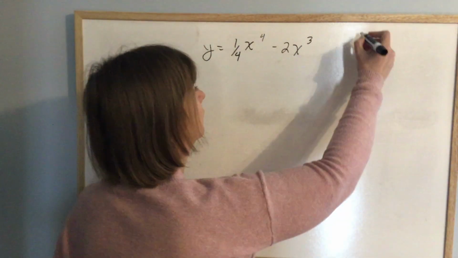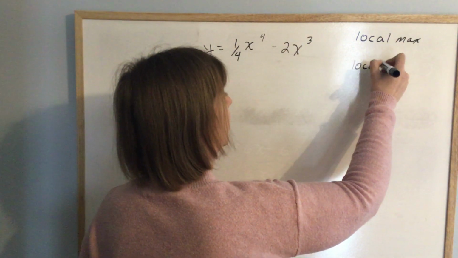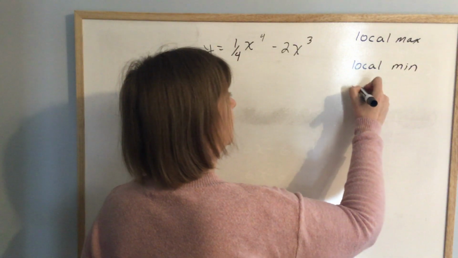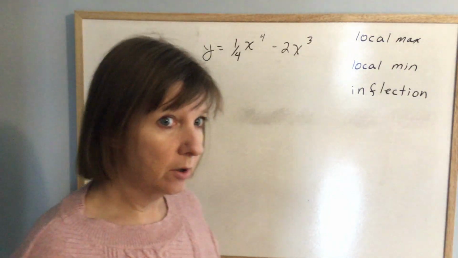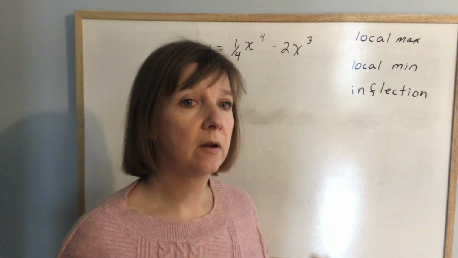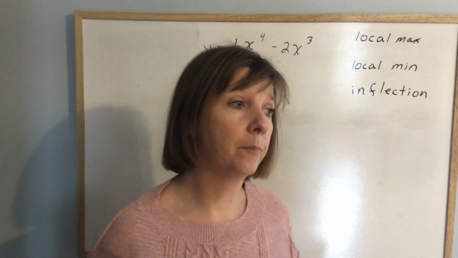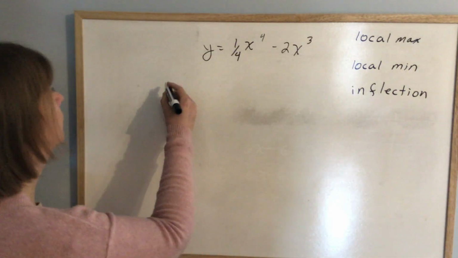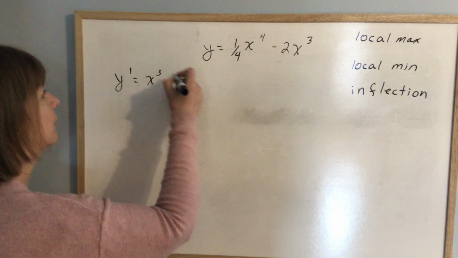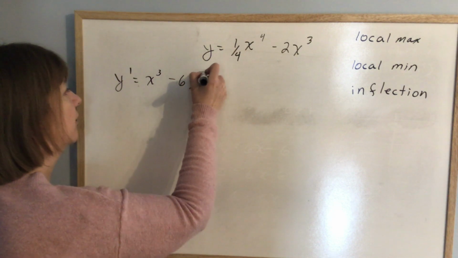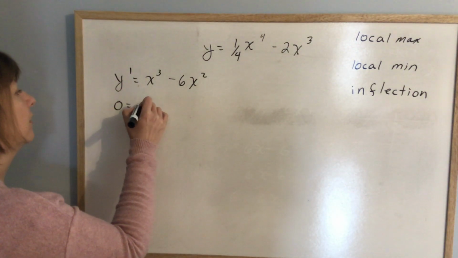So I'm going to be looking for several things. I am going to be looking for any local maximums, any local minimums, and any points of inflection. Local max and local mins are where it changes from increasing to decreasing or decreasing to increasing. So that talks about the first derivative. The first thing I'm going to do is find the first derivative. Y prime, if I bring this down, that's 1, so that's x cubed minus 6x squared. I need to find local maximums and minimums, so I'm going to make that equal to 0.